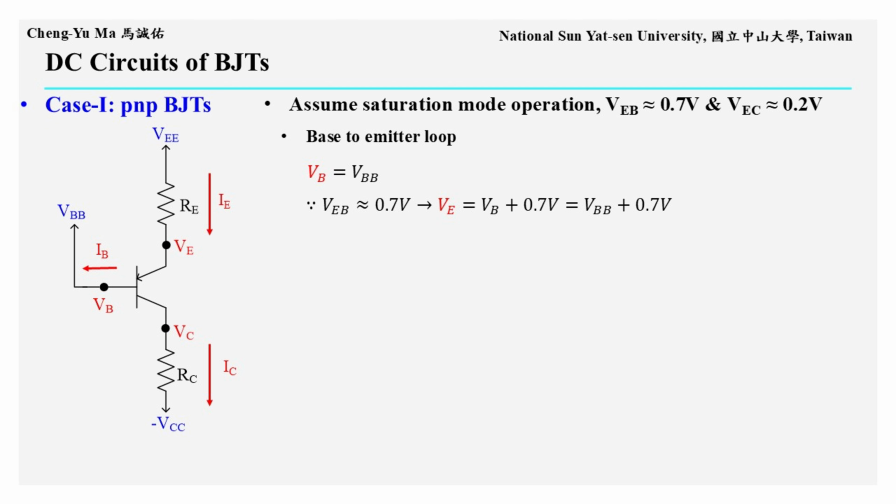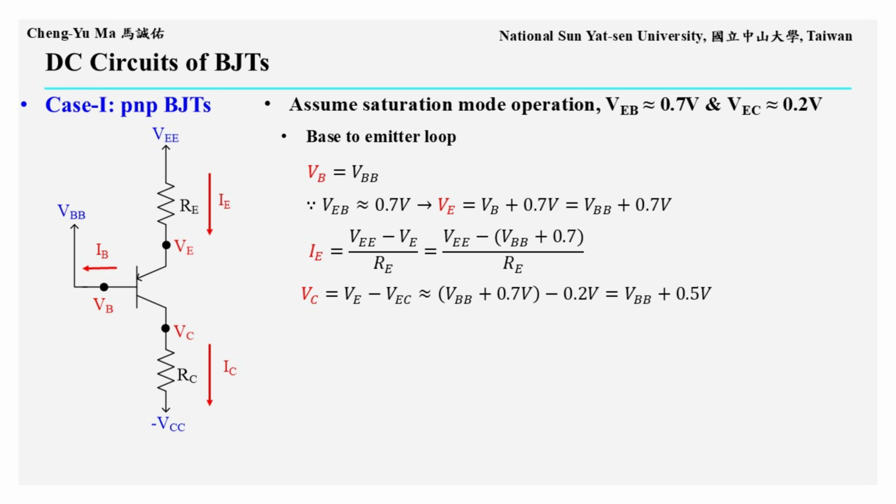Once VE is found, we can calculate IE. IE equals the voltage across RE divided by RE. For this circuit, the voltage across RE is VEE minus VE. After substituting VE equals VBB plus 0.7 volts, we get IE equals VEE minus the quantity VBB plus 0.7 volts, all divided by RE.